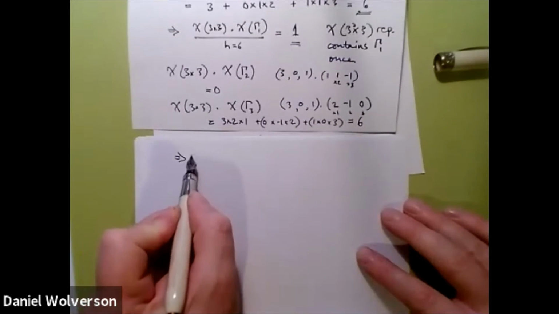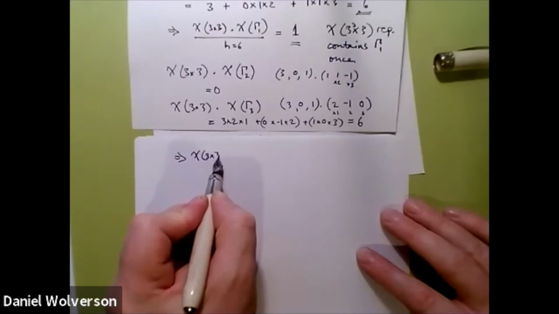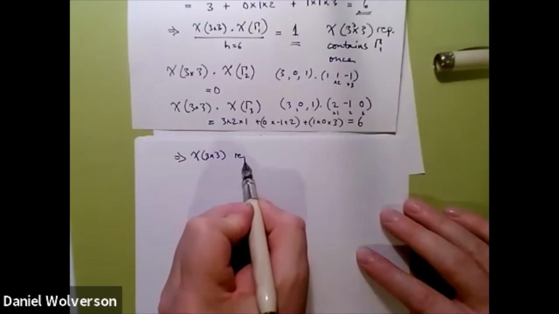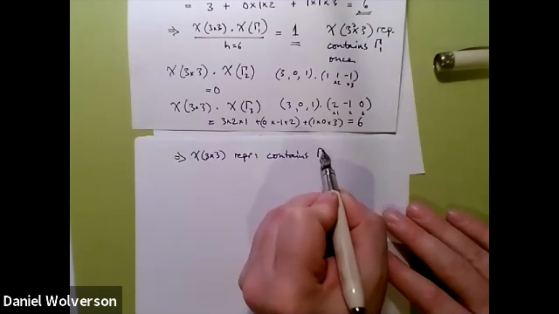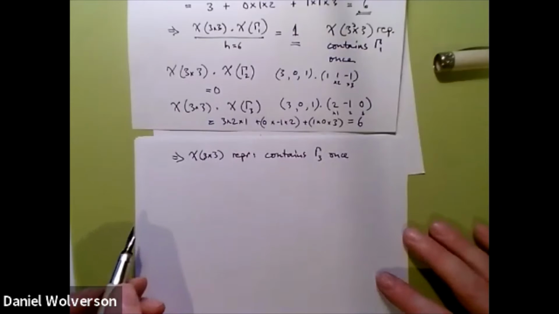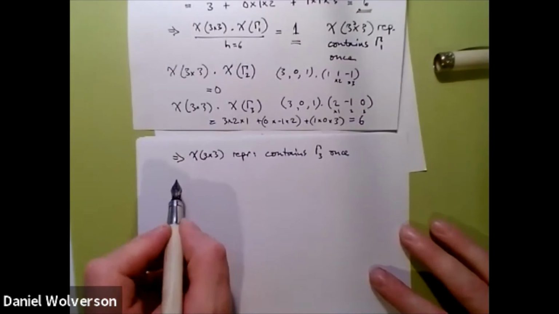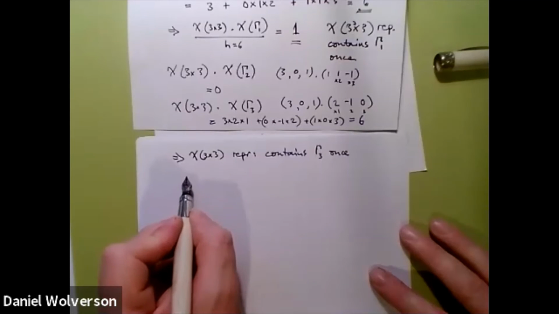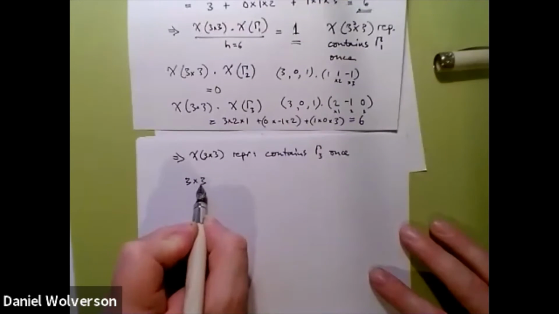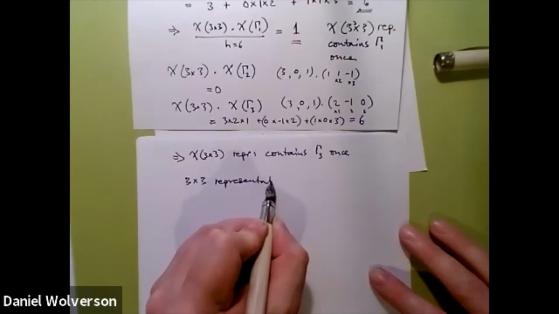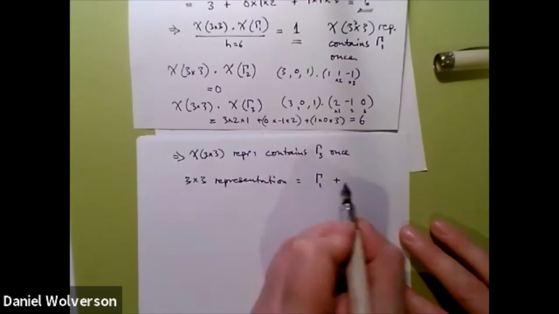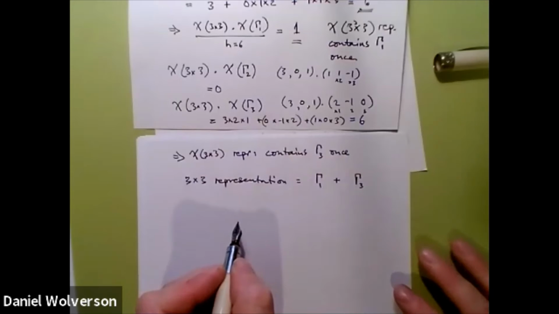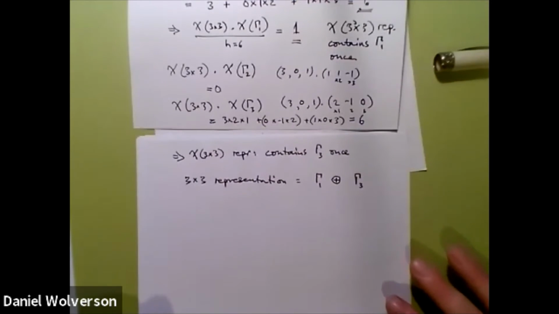So that implies that the 3 by 3 representation contains gamma 3 once. So in other words, our representation contains gamma 1 once plus gamma 3. And because this isn't an algebraic plus, a lot of people would put that in a circle.